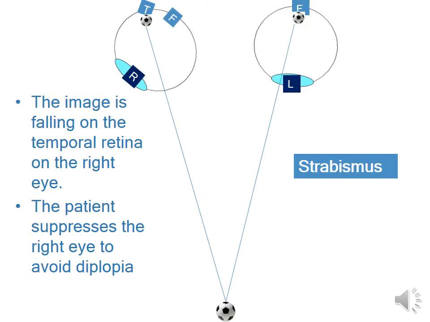Now let's assume that the patient has an exotropia of his right eye. The image of the bowl will fall on the fovea of the left eye, but as the right eye is exotropic, the image will fall on the temporal retina of the right eye. The patient will project the image of this eye to the nasal field, and to avoid diplopia, the brain will simply suppress the image of the right eye. This means that the brain is using the image of the undeviated left eye only.